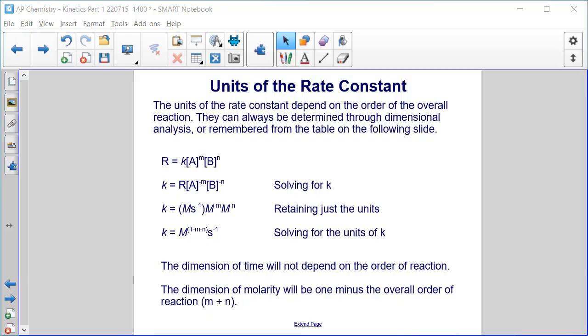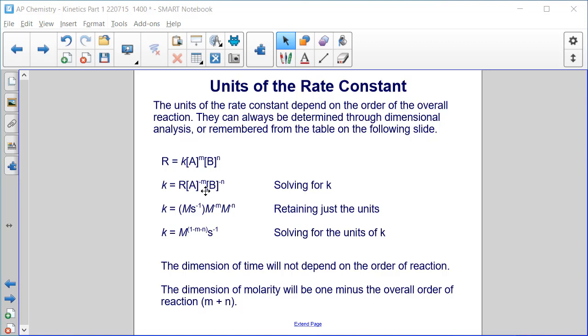Units of the rate constant. The units of the rate constant depend on the order of the overall reaction. They can always be determined through dimensional analysis or remembered from the table on the following slide. So if we have a generic rate law where rate is equal to K times the concentration of A raised to its order M times the concentration of B raised to its order N. Solving for K, I just divide both sides by A to the power M, B to the power N, which is why I now have these negative exponents for inverses.